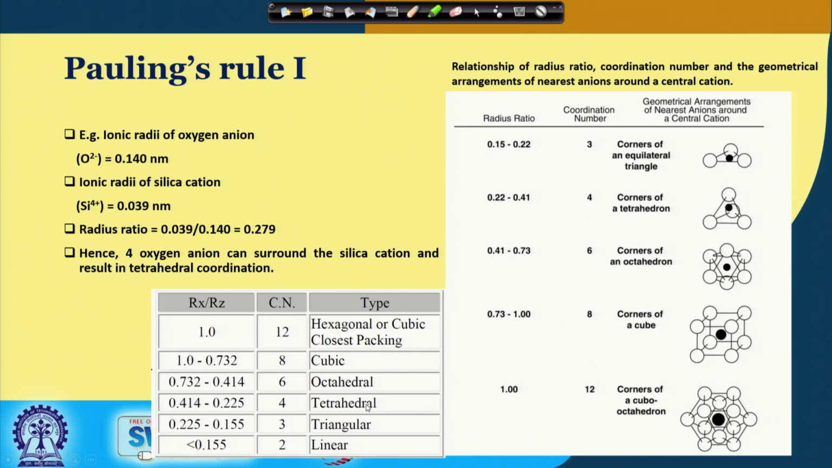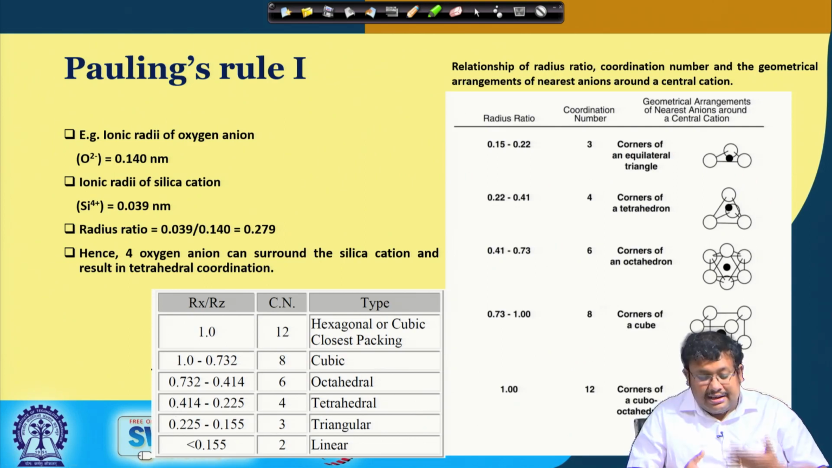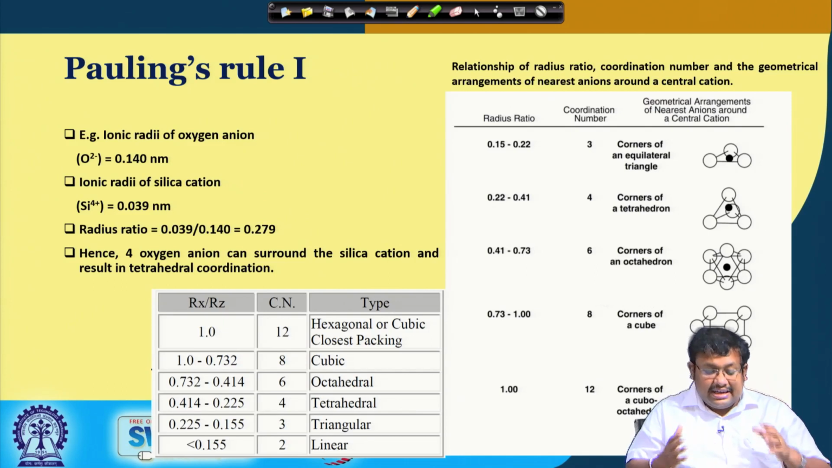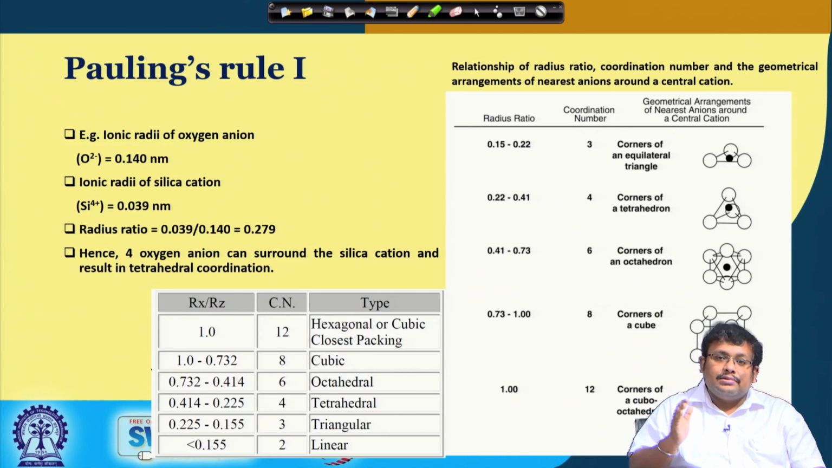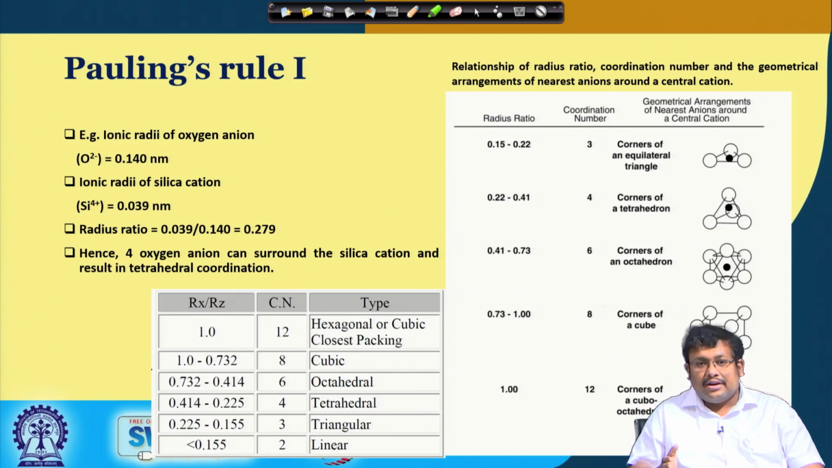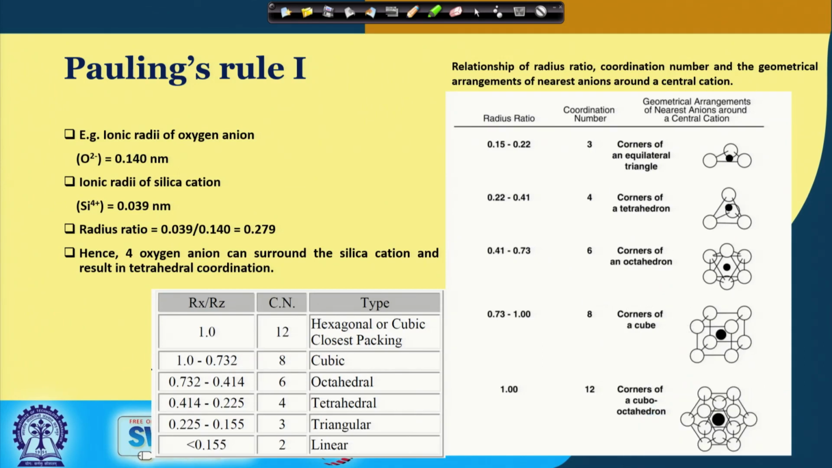and then from 0.225 to 0.155 we get a coordination number of 3 and a triangular arrangement of the ions, and finally when the radius ratio goes below 0.155 we get the 2-fold coordination, and the arrangement will be linear. So, all these different types of packings are presented here.